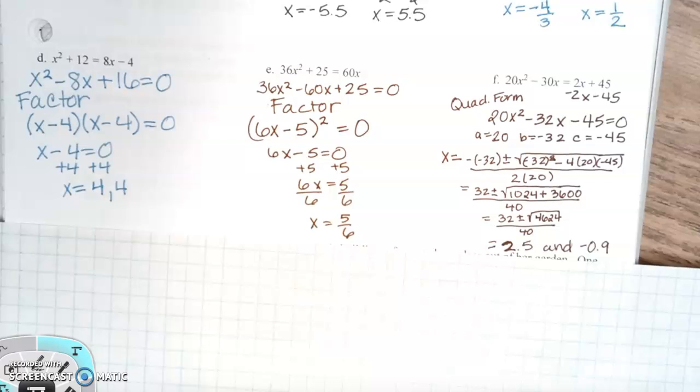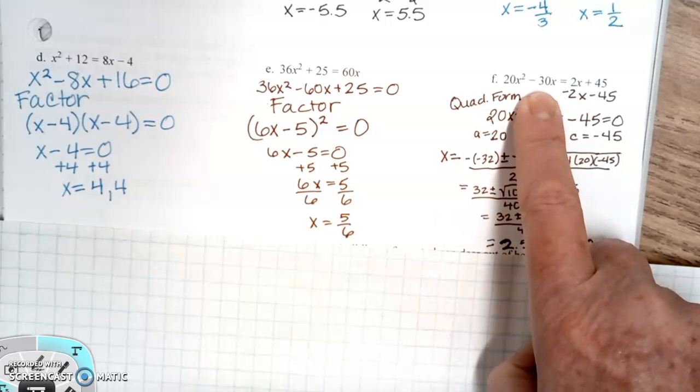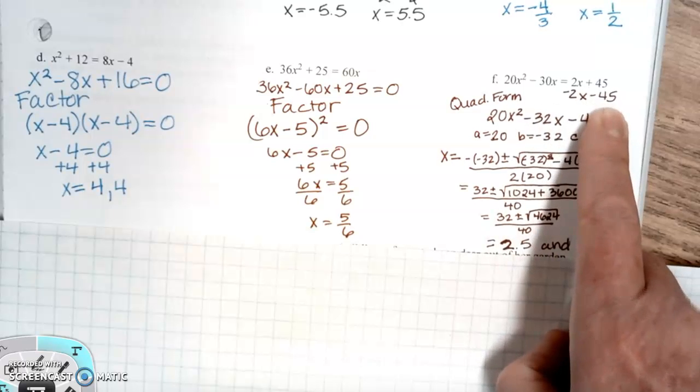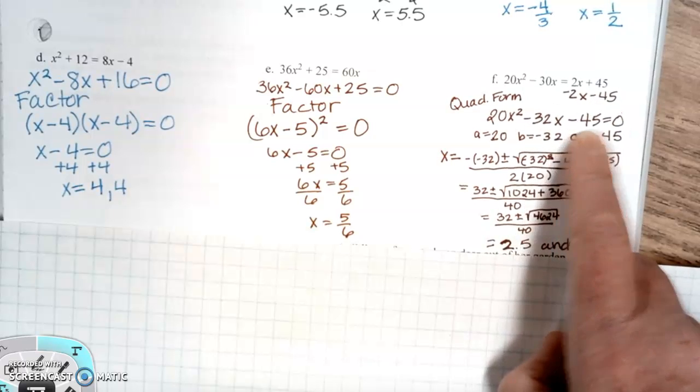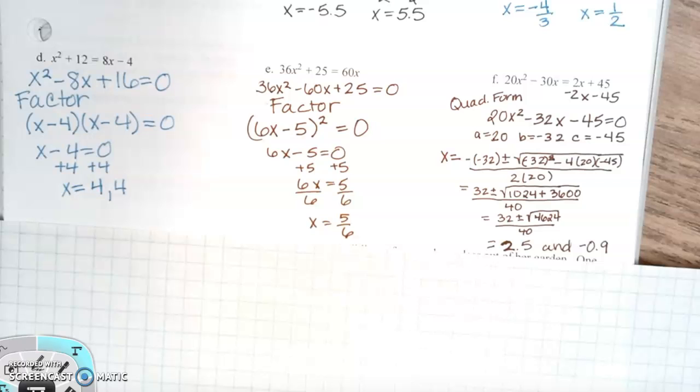The last one, letter F, is 20x squared minus 30x equals 2x plus 45. First thing I need to do is set it equal to 0. So I'm going to subtract this 2x, and if I have negative 30x already, that gets me negative 32x. And I need to subtract that 45, so that gets me negative 45, and that sets my equation equal to 0. This one is, excuse me, this one is not easily factorable. And so I chose to use the quadratic formula on this one, okay?